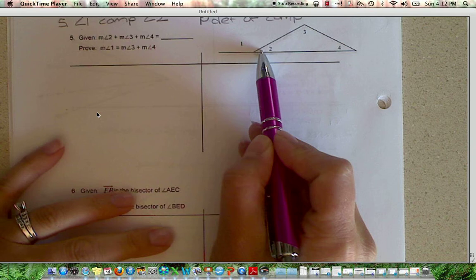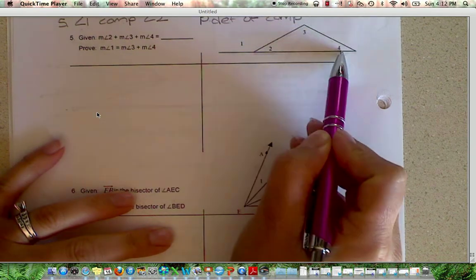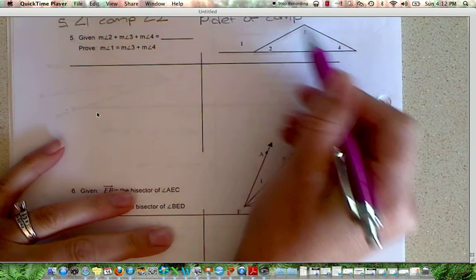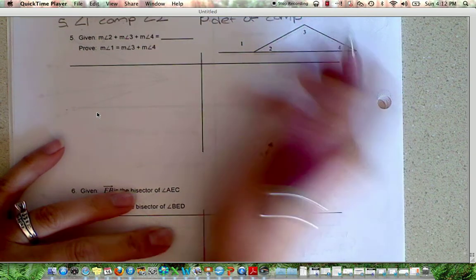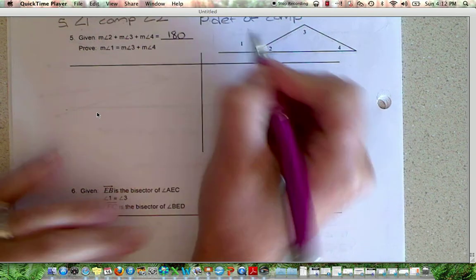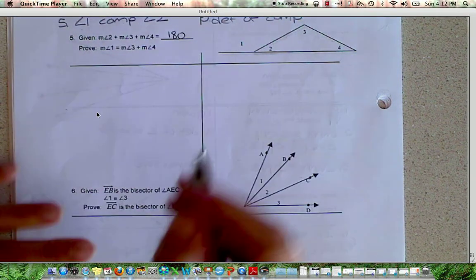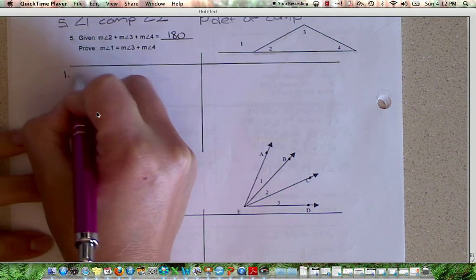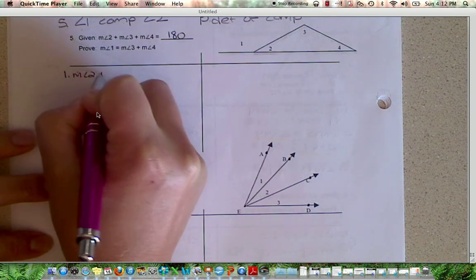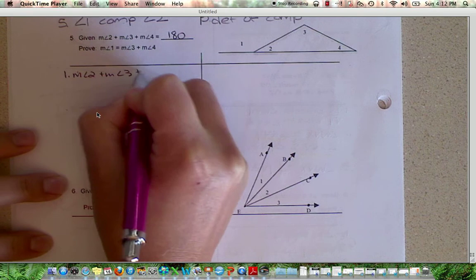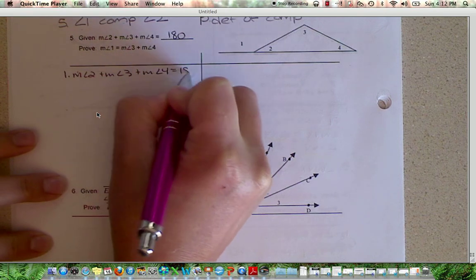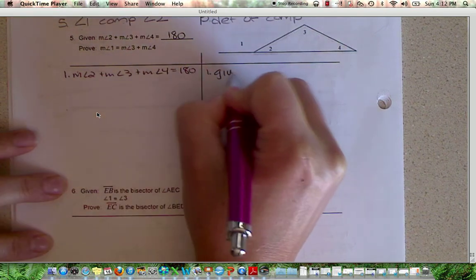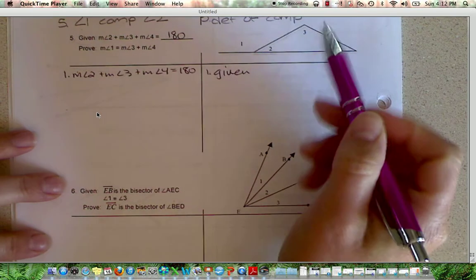What do angle 2 plus angle 3 plus angle 4 add up to? Well, this is what we call triangle sum. They always add up to 180 degrees. So that was just something we wanted to talk about as we got started here. So the measure of angle 2 plus the measure of angle 3 plus the measure of angle 4 equals 180. That is, of course, our given. There's no way to mark that in the triangle.